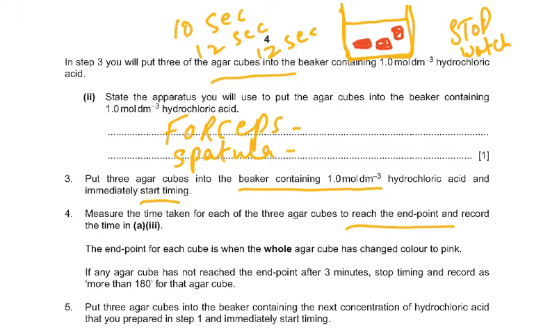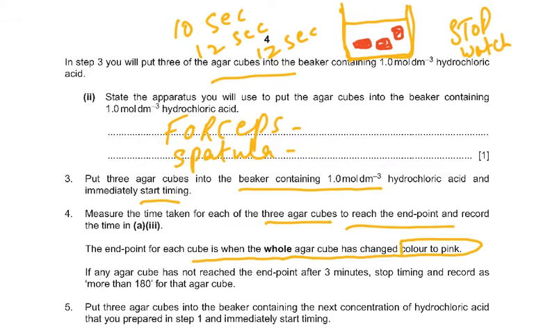So you started the stopwatch at 10 seconds, 1 cube turned pink, at 12 the second and the third became pink. So 10, 12, 12, so the stopwatch is going to stop at 12 seconds. So put 3 agar cubes into the beaker, measure the time taken for each of the three to reach the end point, and record them in A3.